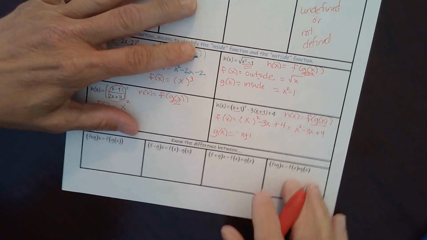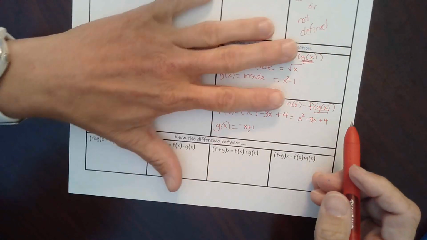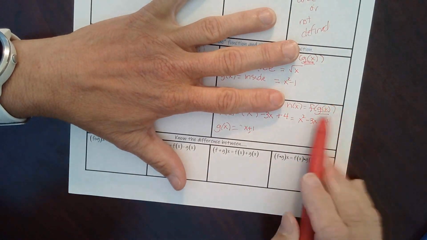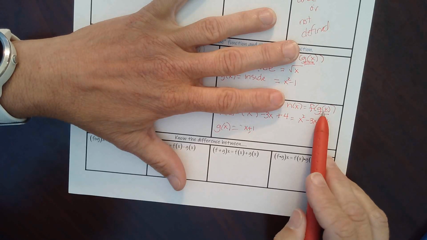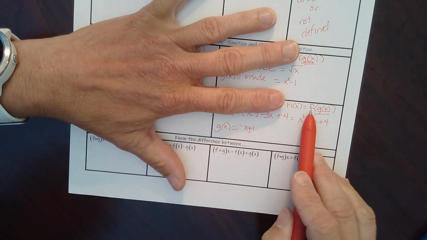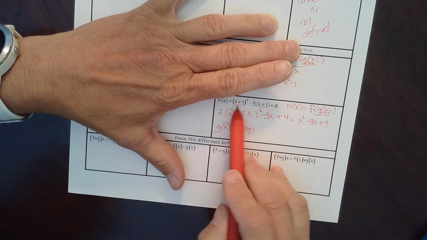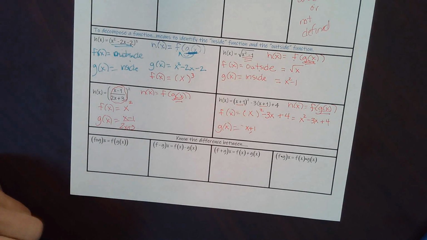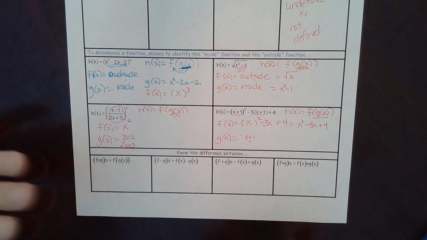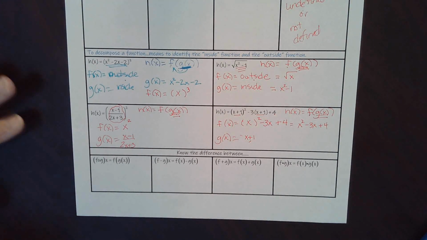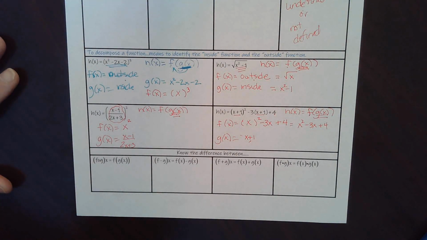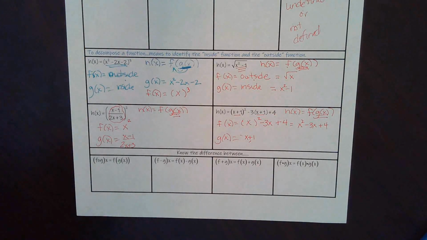And please remember, you have a way to check this. All you have to do is go backwards. Evaluate f of g of x. Take your g function, x plus 1, put it into your f function, and see if you end up with what you started with. So you have a way to check yourself, okay? So that's kind of the gist of composite functions. And in pre-calculus and calculus especially, we work with composite functions a lot.